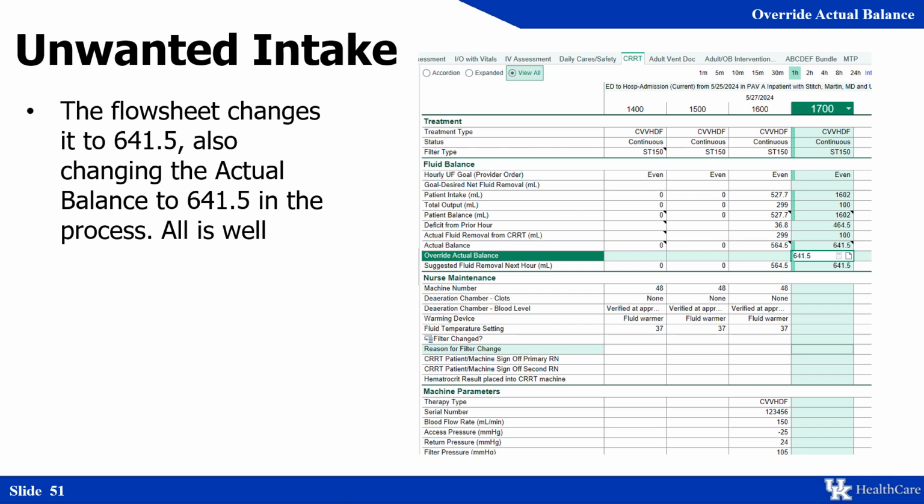When you hit enter, it will do the math, and it will change that to 641.5, and in doing so, it will update the actual balance on your flow sheet. So essentially, it's unlocking the row that's locked for you to type over it. So everything's fine, we've done our MTP, and we've calculated everything we needed to.